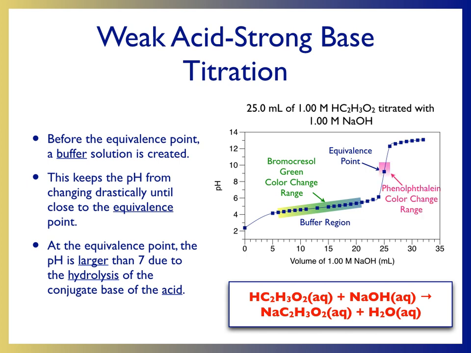However, our other common indicator, phenolphthalein, is perfect for detecting the endpoint in a weak acid strong base titration, since it changes color between the pH range of 8 and 10, which is where the equivalence point will likely be for these types of titrations. So phenolphthalein would be chosen over bromocresol green to detect the endpoint of the titration.